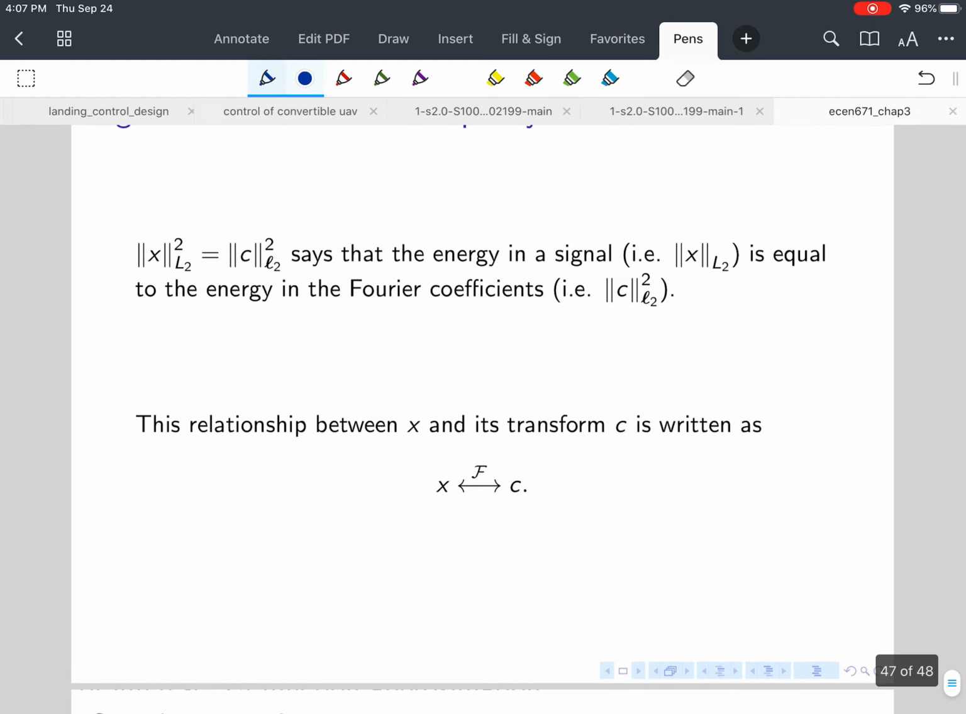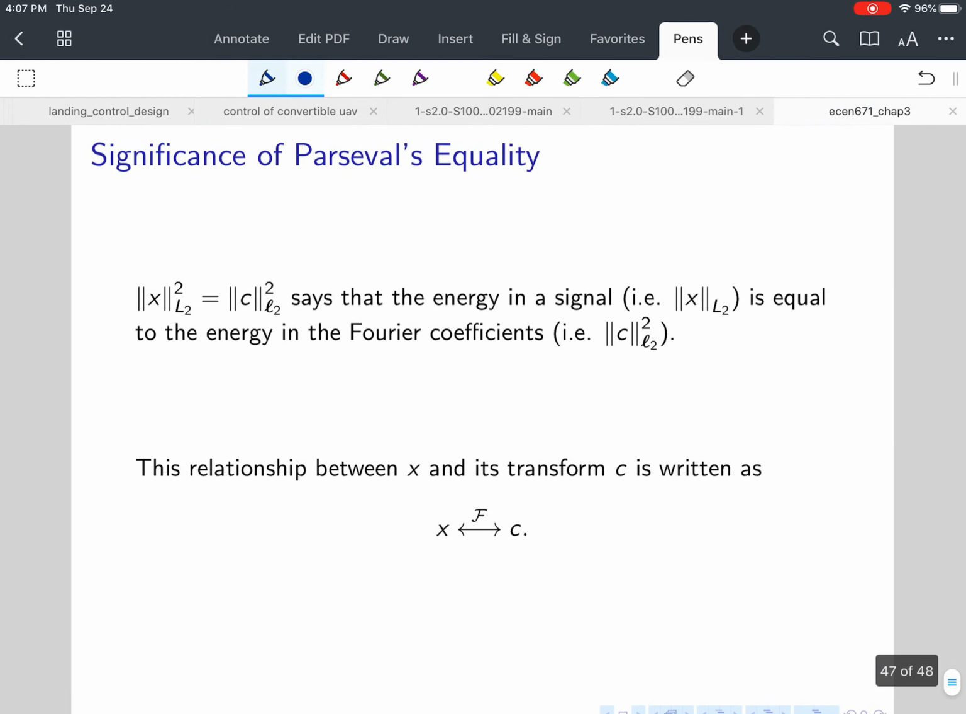So what is the significance? Well, when we say that the big L2 norm of x, the function, in other words, the norm of the function is equal to the norm of the Fourier coefficients, what we're basically saying is that the 2 norm is in essence a representation of the energy of a signal. So we're saying the energy in x is going to be equal to the energy in the Fourier coefficients. In other words, by doing the Fourier transform, we don't lose anything in terms of energy.